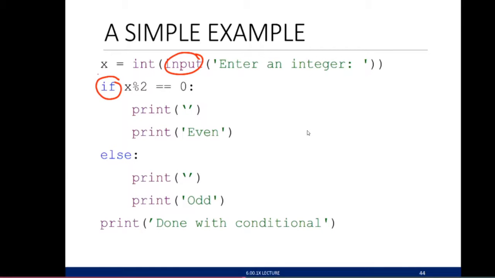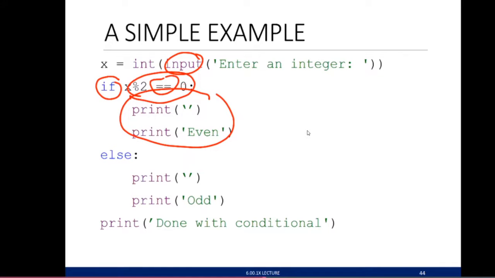It is treated differently, and when the Python evaluator sees this, it says, given that's an if, I'm going to evaluate this expression, which should return a Boolean. It says if the remainder of x divided by 2 is equal to 0. Notice the double equal sign there. If that is true, then I want to execute this set of code. It's going to print out a blank line and then print out the word even.